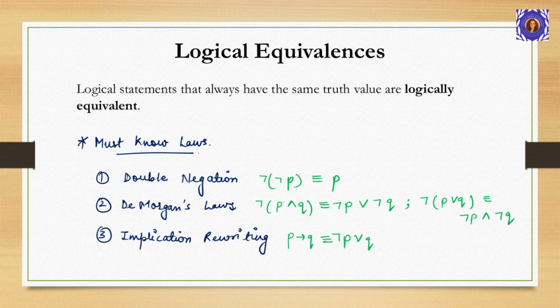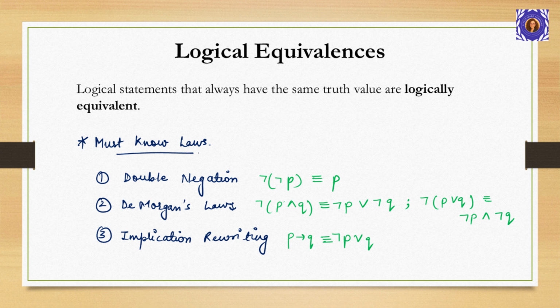Moving on to logical equivalences. These are statements that always have the same truth value. These are important because they help us simplify complex logical expressions. Let's look at some examples. The first one is double negation. That means negating P and again negating it is equal to P only.